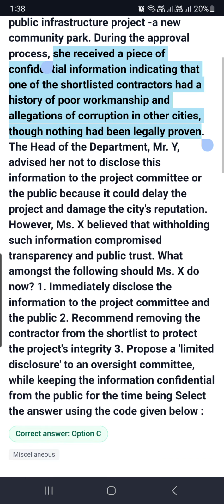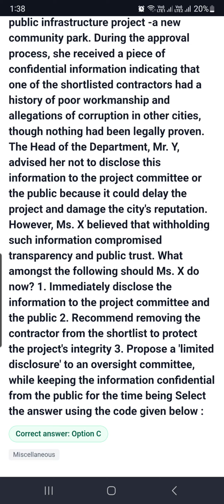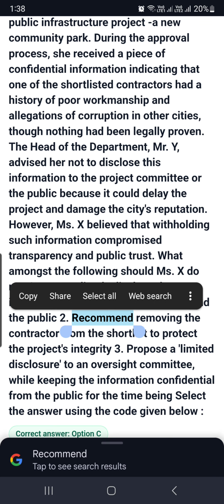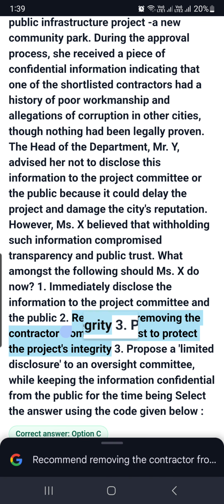But this is an ethics question. So some people are saying that since she does not have legal backing, she doesn't have a proper legal route in knowing that the contractor is sort of corrupt or having poor workmanship, therefore she should not be doing option 2. What is option 2? Option 2 is recommending removing the contractor from the shortlist to protect the project's integrity.